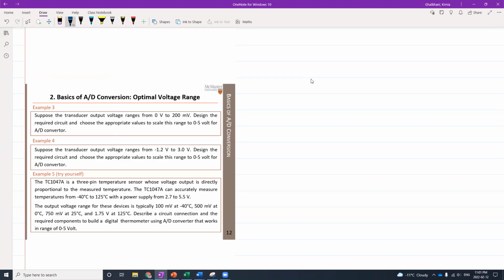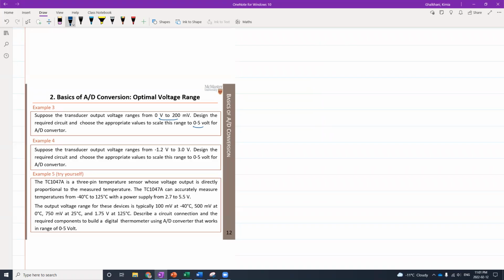In the first example, you are asked to design the required circuit and choose the appropriate value to scale this range, right? To scale 0 volt to 200 millivolts to 0 to 5 volts for the analog to digital converter. This is what we are going to do. So now how to do it?